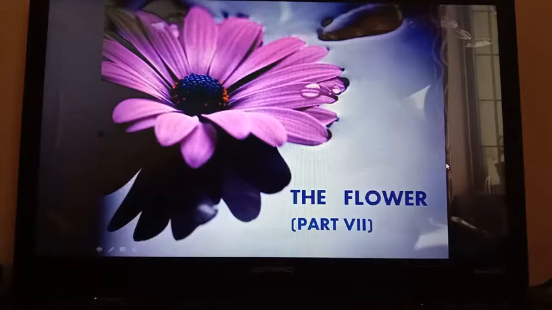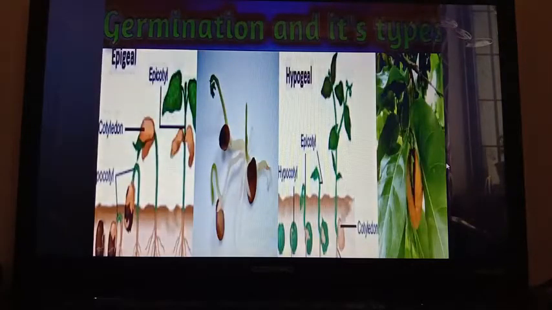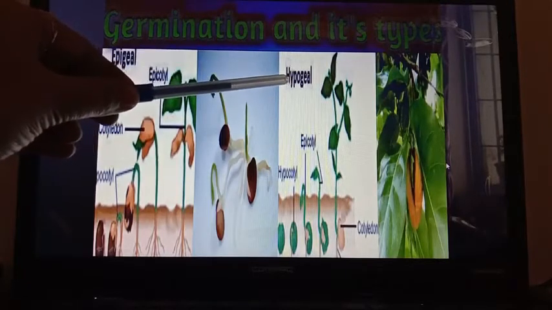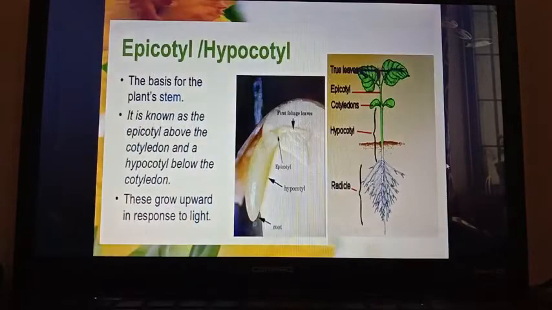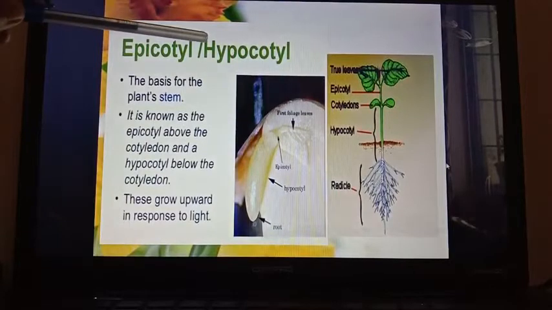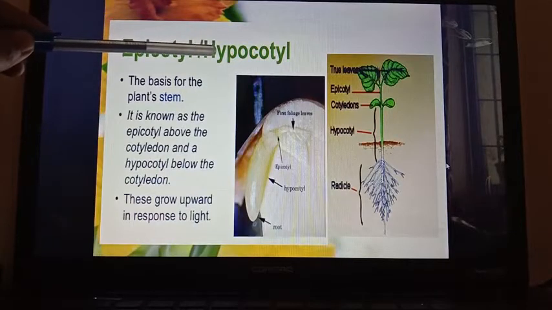In our today's session, we are going to discuss the types of germination. There are two types of germination. One is epigeal germination, another one is hypogeal germination. Before going to discuss these two types of germination, you have to understand two terms. One is epicotyle, another one is hypocotyle. So what is epicotyle and what is hypocotyle?